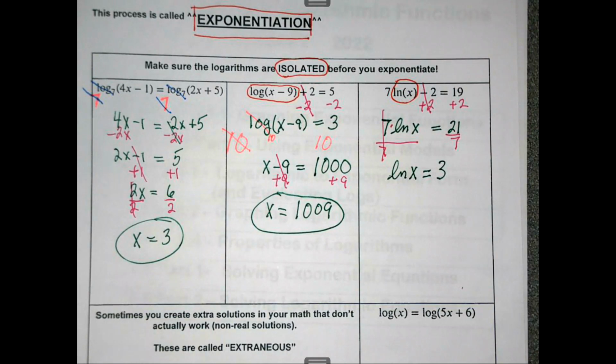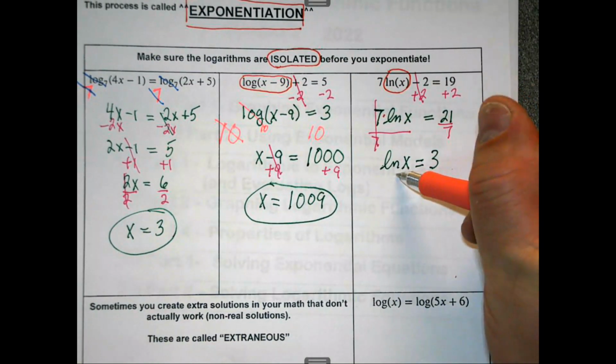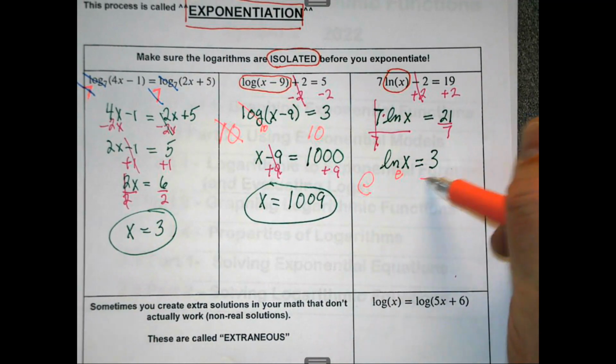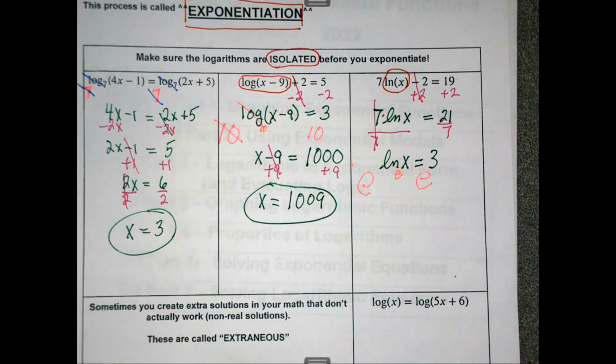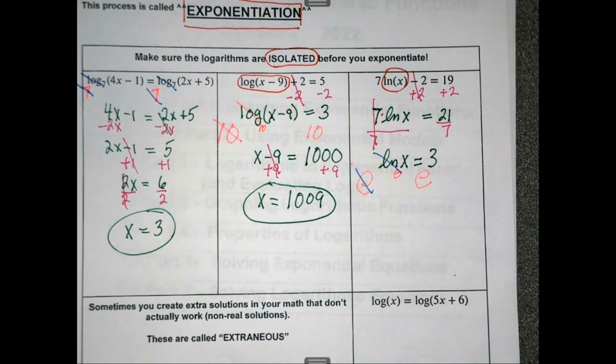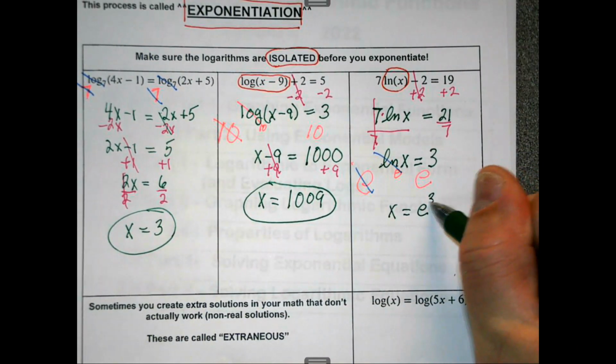3. Now the new point for this section, exponentiate, what am I going to use for the base? What's the base for the natural log? Huh? I heard it. E. So I'm going to exponentiate using E. So my E cancels out the ln of x. So I have x equals E cubed.